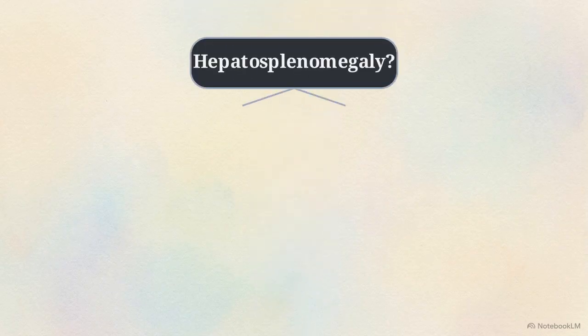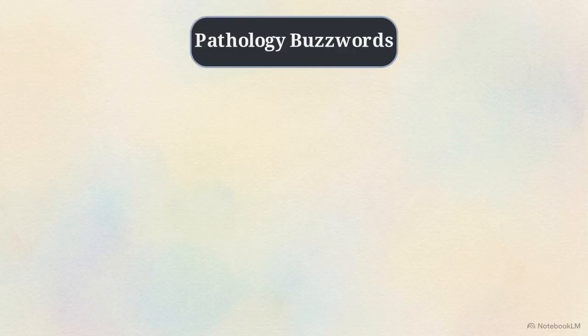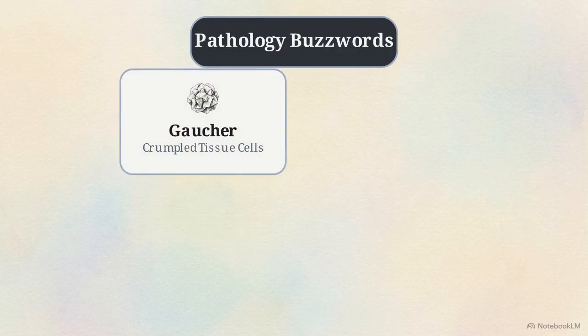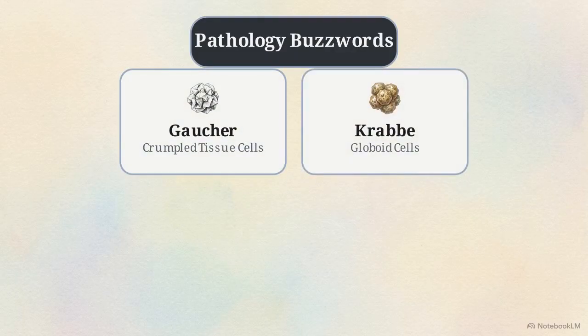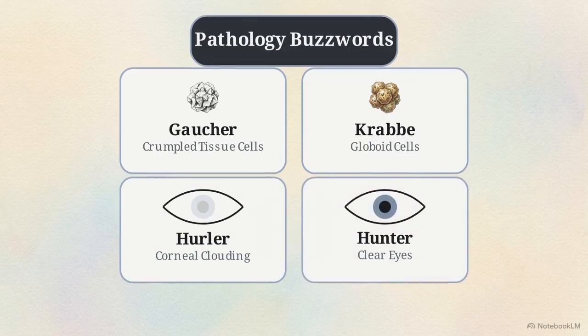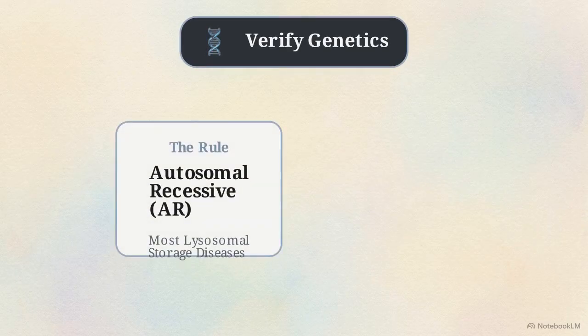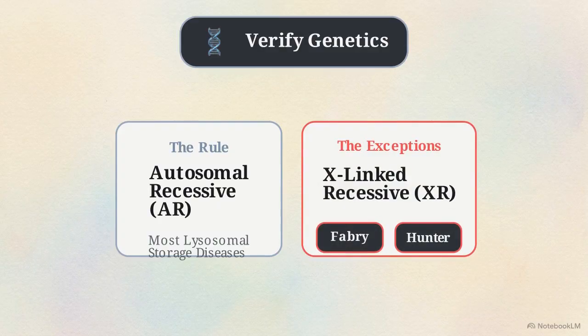First, assess the presentation for hepatosplenomegaly. Its presence or absence immediately splits the possibilities between diseases like Tay-Sachs and Niemann-Pick. Second, scan for a single pathology buzzword. Look for crumpled tissue paper cells for Gaucher, multinucleated globoid cells for Krabbe, or corneal clouding for Hurler. Finally, verify the genetics. While most are autosomal recessive, Fabry and Hunter must be identified by name as X-linked exceptions.